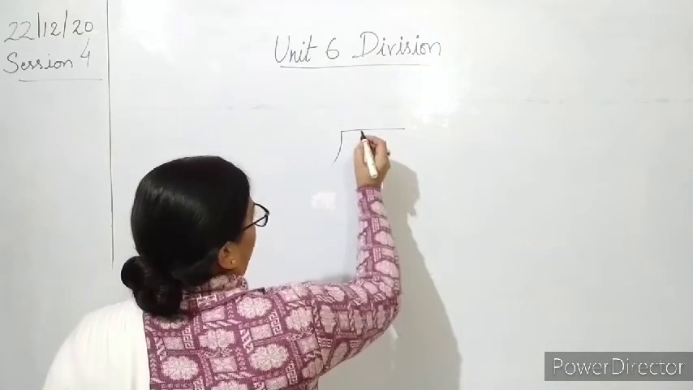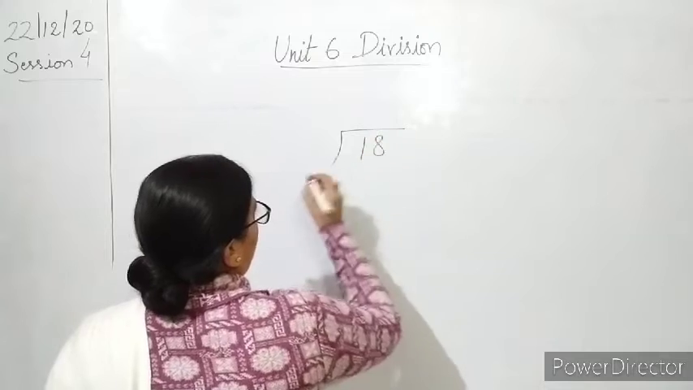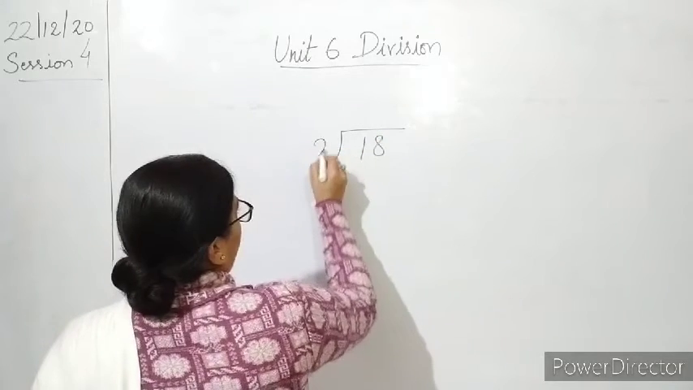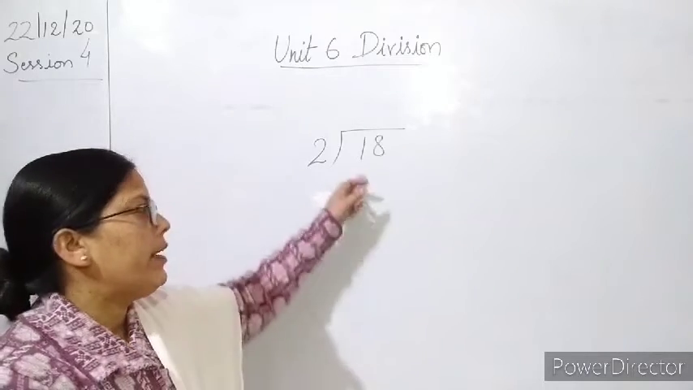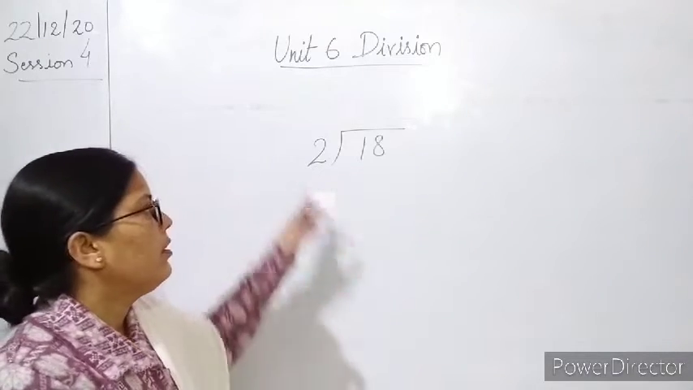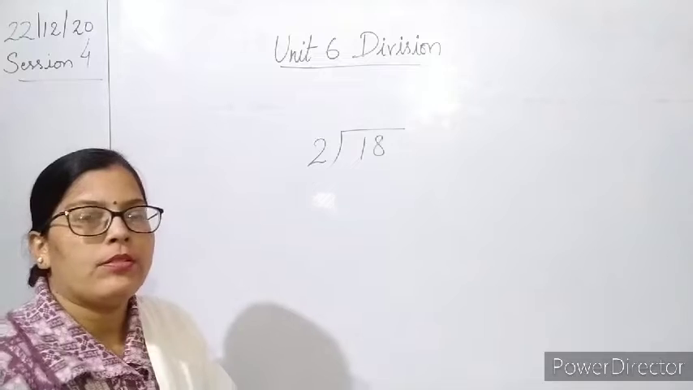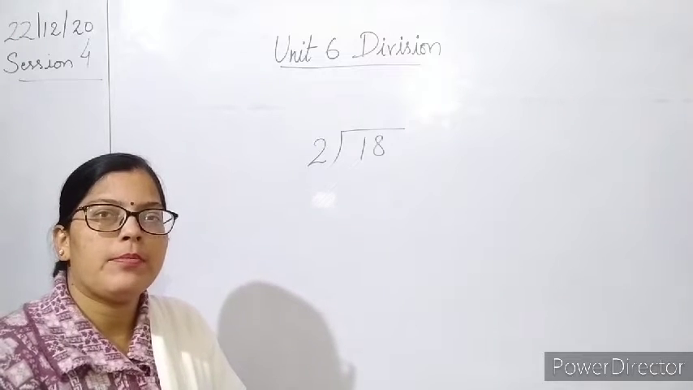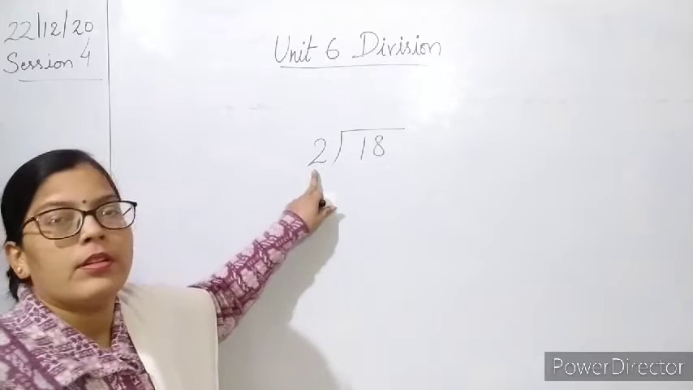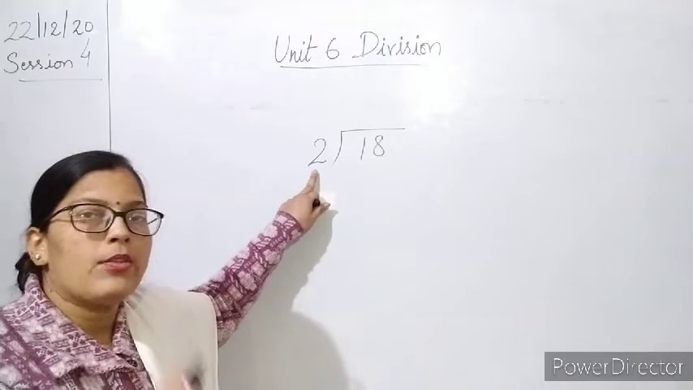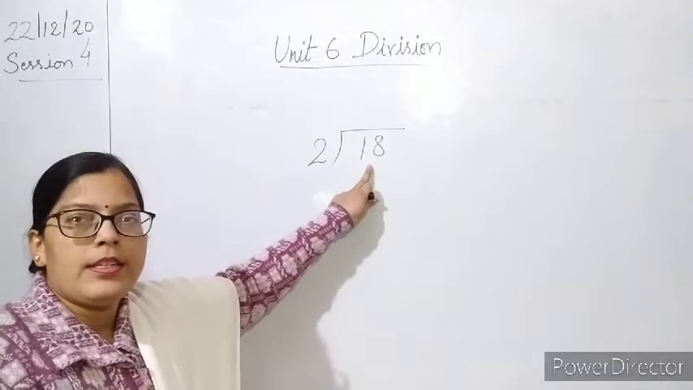Now we'll divide 18 by 2. Okay, what is the dividend here? 18. What is the divisor? 2. Now what do you have to do? What is the next step to divide the number? You have to recall the table of 2 till you get 18.